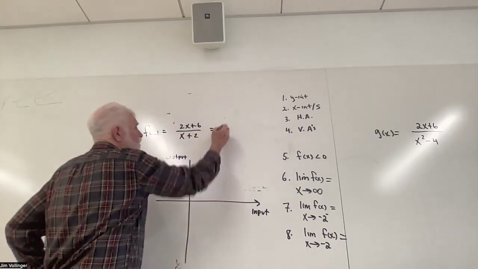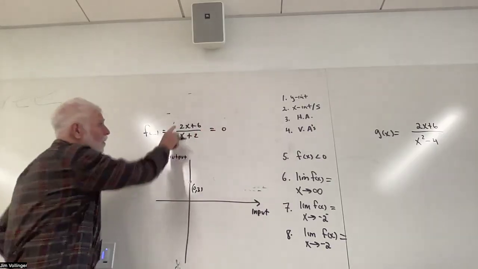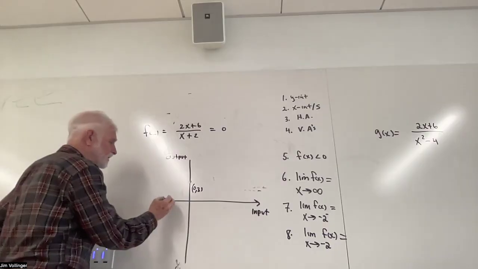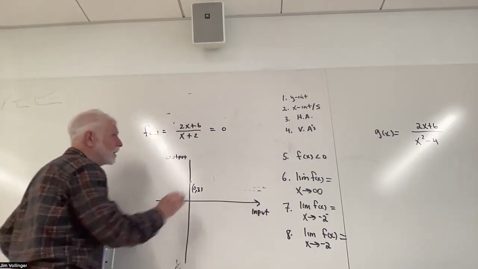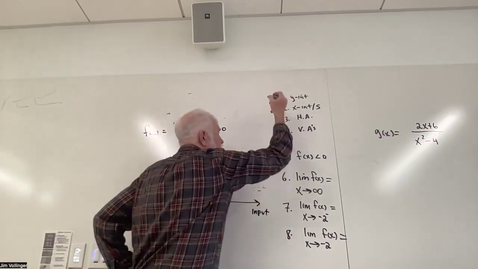When does this function equal 0? When the numerator equals 0, I can see -3. -3, 0. That takes care of that.